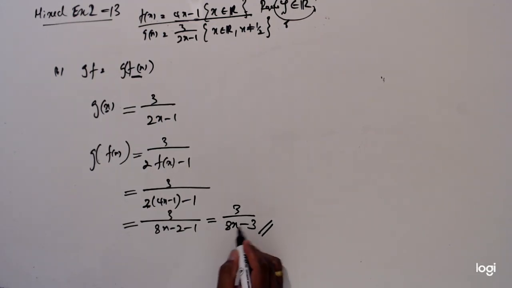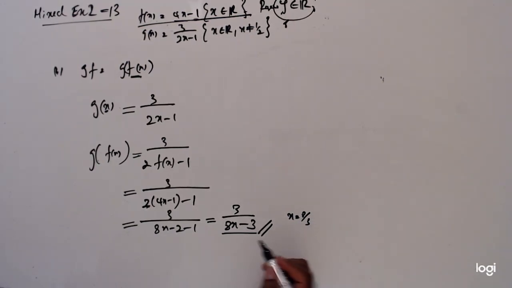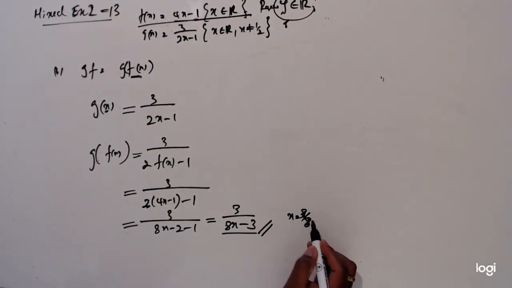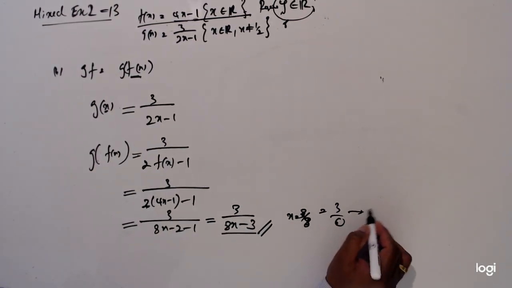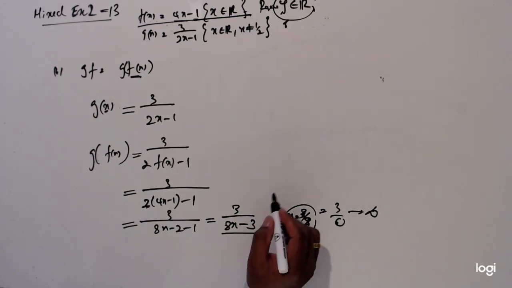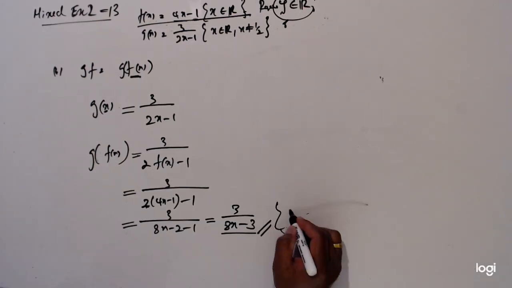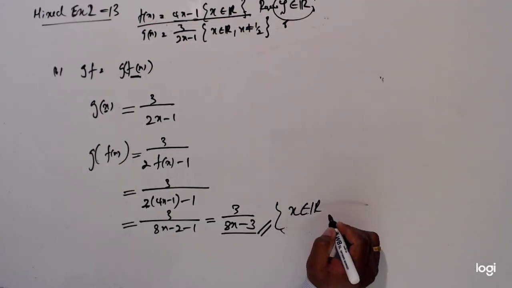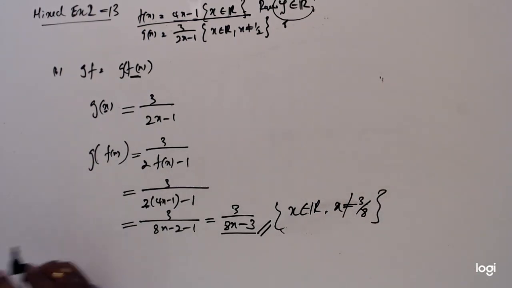So the domain for this function, you can see when x equals 3 over 8, this value becomes 0. So 3 over 0 means the answer goes towards infinity. It means x equals 3 over 8 is an asymptote. Hence, the domain for this function is x an element of real numbers, but x can't be 3 over 8.